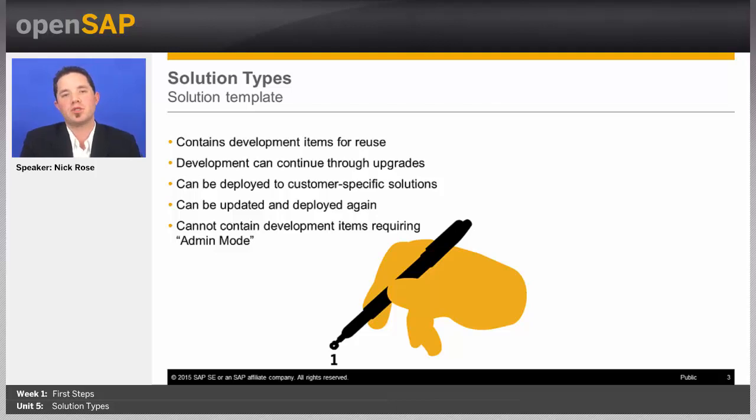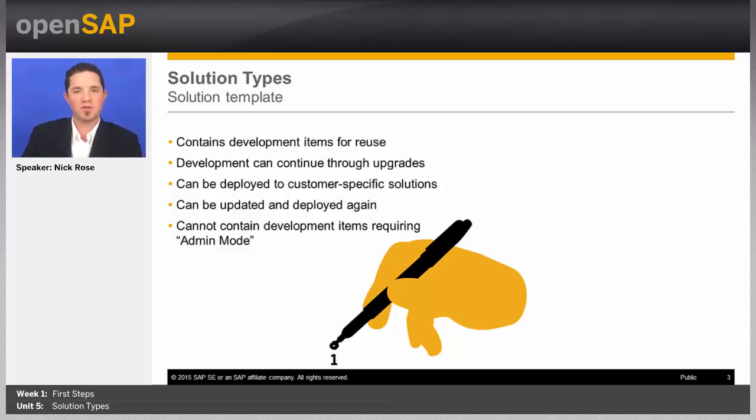One restriction around solution templates is they cannot contain items that require what we call admin mode. This is things like analytics, forms, and a few other items, which we'll see when they come up. So this is something that I can develop on either my partner development tenant or on a customer's test tenant, and I can apply it to any customer-specific solution. So I can reuse something, ideally something that I think I might use often or want to use more than once. I would put it in a solution template, and then we'll need to further use it in a customer-specific solution.